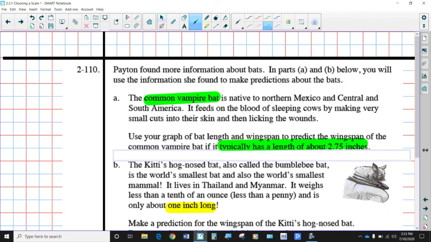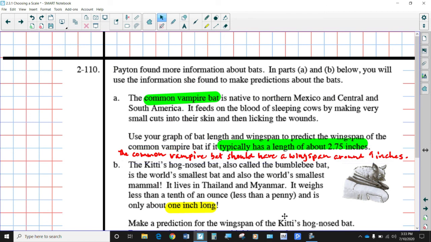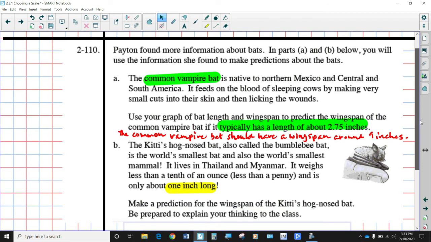So we can predict that the common vampire bat should have a wingspan that is in the 9-inch range. Plus or minus, I don't know. When you get into higher levels of data and statistics, you can talk about margins of error. But right now, let's just stick with a prediction and just call it 9 inches.